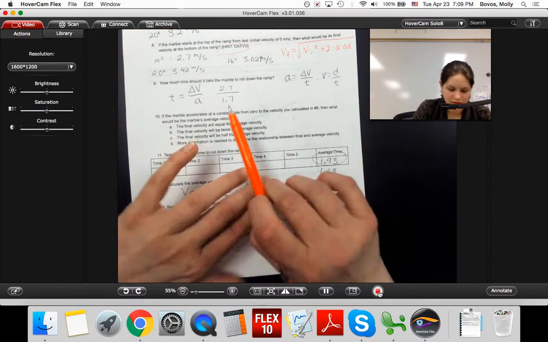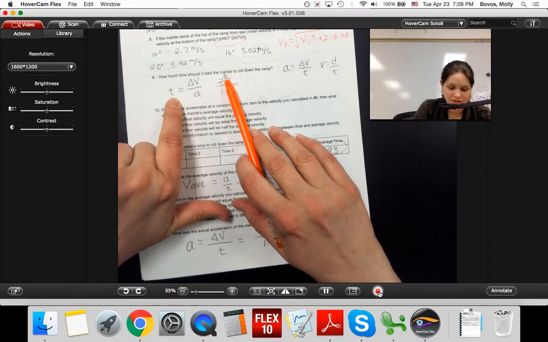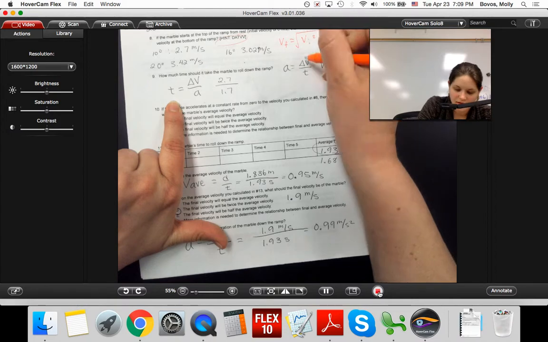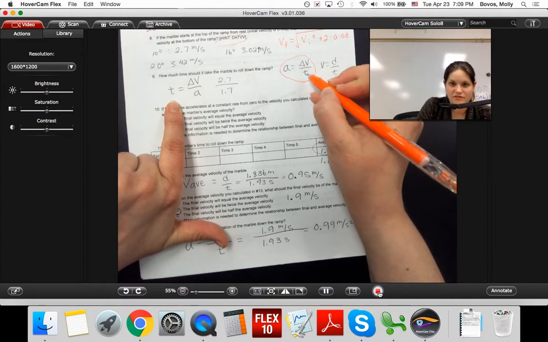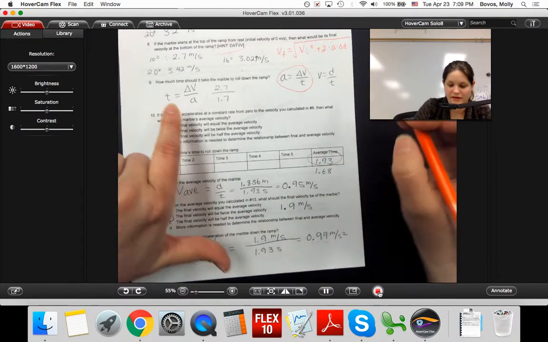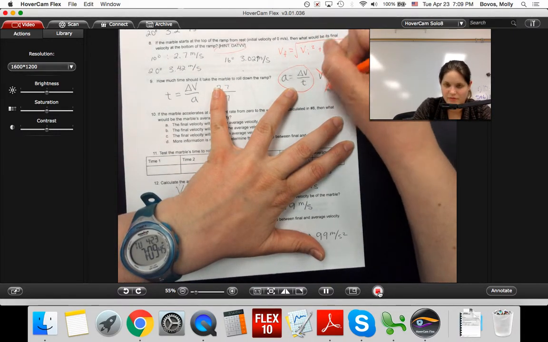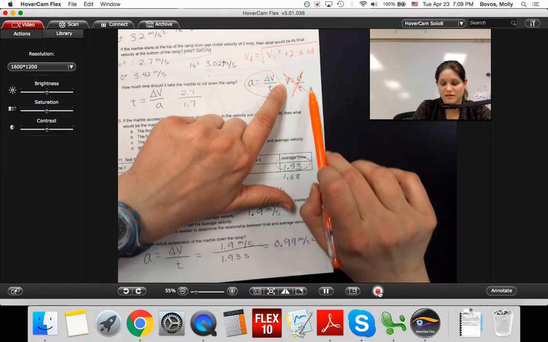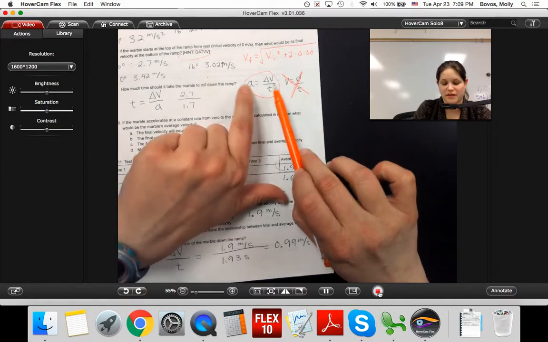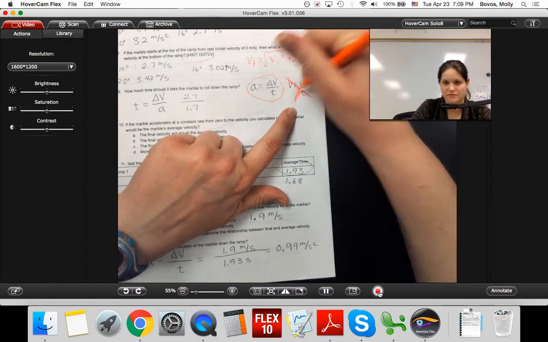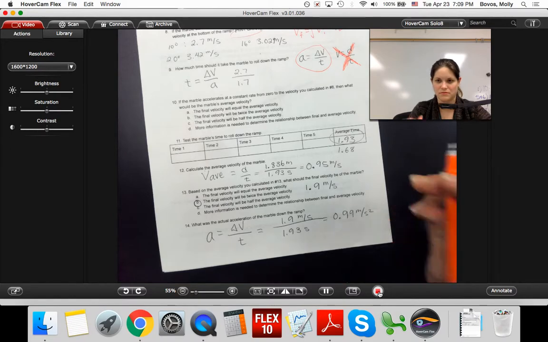Okay, and then we have how much time should it take. So what I'm looking for is that you are using this formula. Acceleration is change in velocity over time, therefore time is equal to change in velocity over acceleration, not this one. This would be if you had a constant velocity, you would use this, but we don't have a constant velocity, so that's why we have to use this formula. Don't use this one. No, bad. Okay.